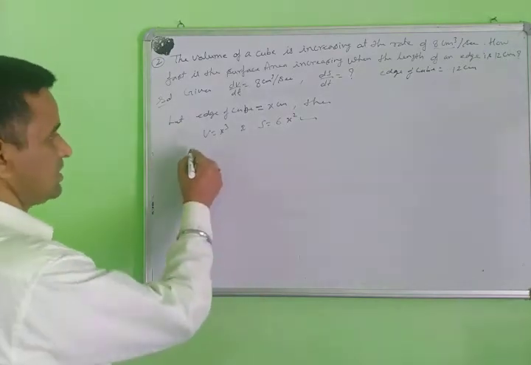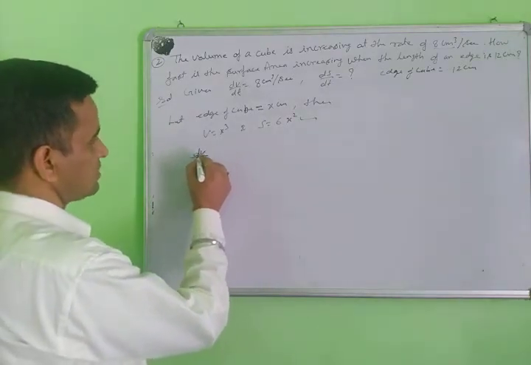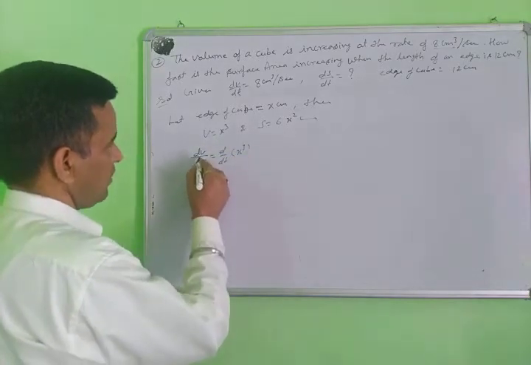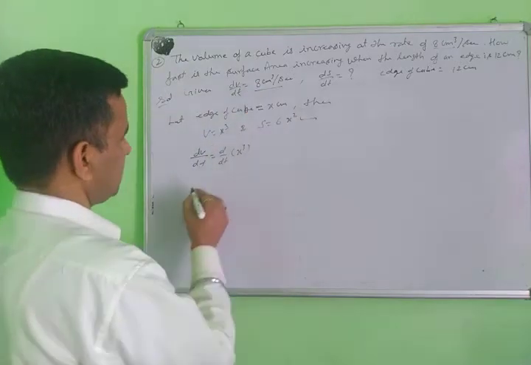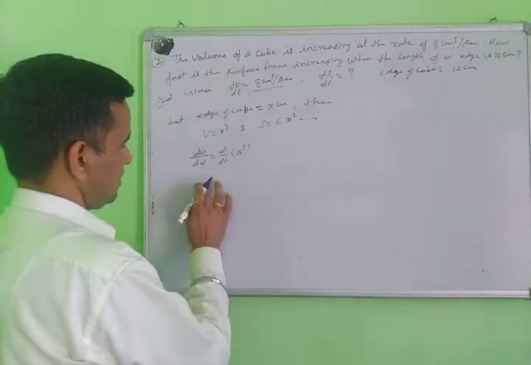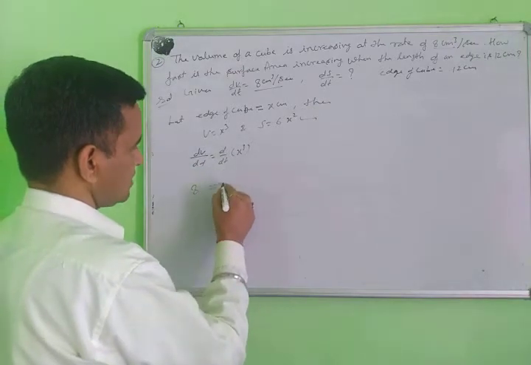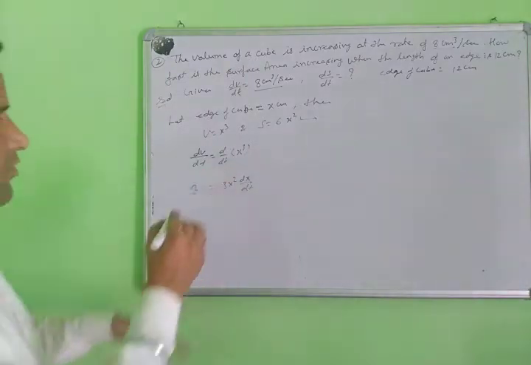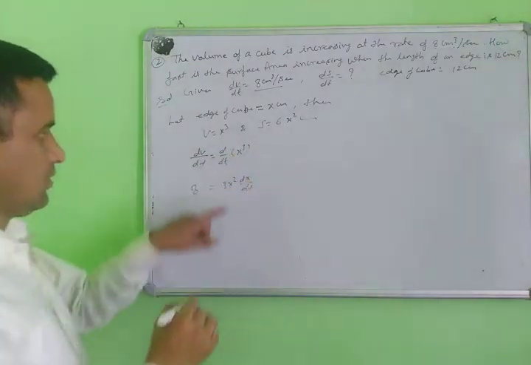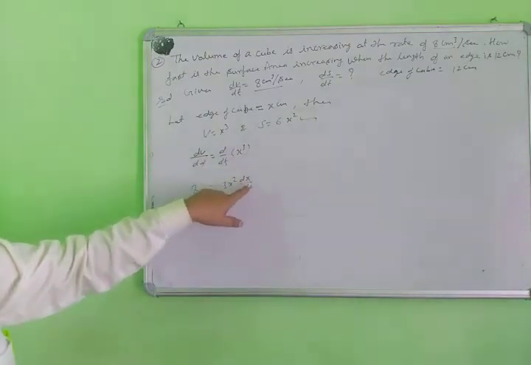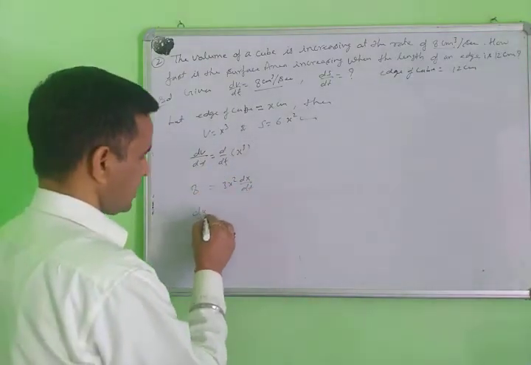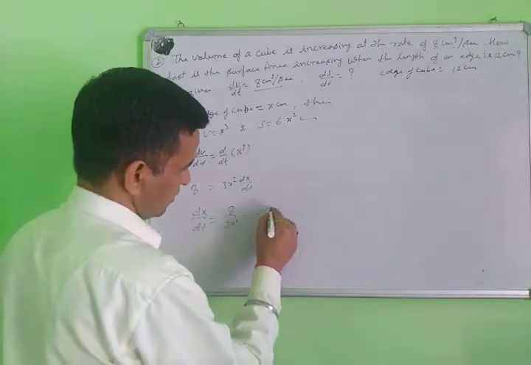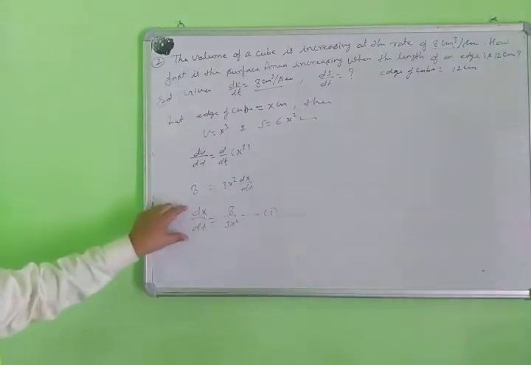Now dv over dt is given. Differentiate this first: dv over dt equals d over dt of x cube, and its value given here is 8 centimeter cube. I am writing 8, and differentiating gives 3x square, and dx over dt also comes here, because the variable is t, differentiating with respect to t. So dx over dt equals 8 upon 3x square. This is the equation first. I am finding the value of dx over dt here.